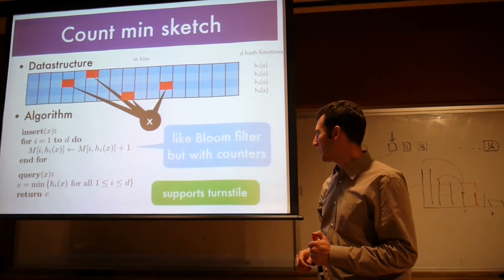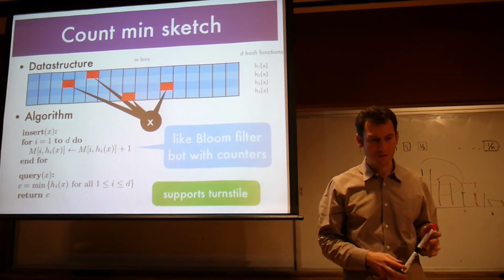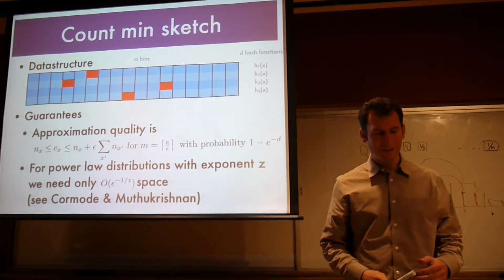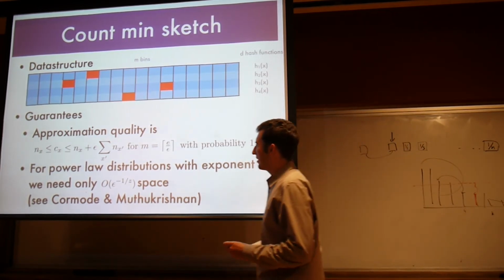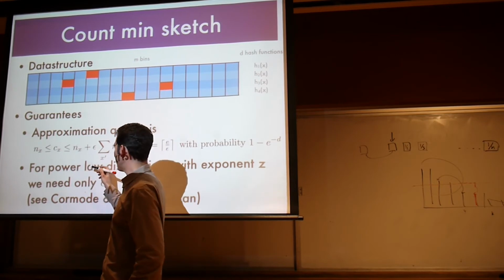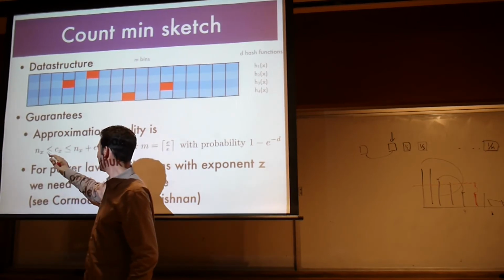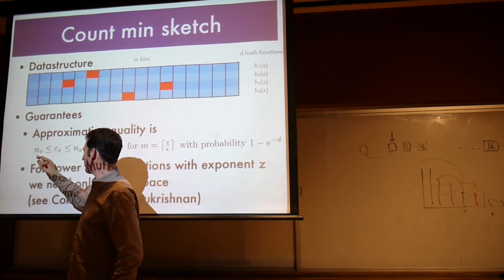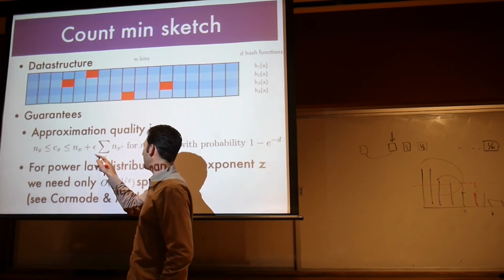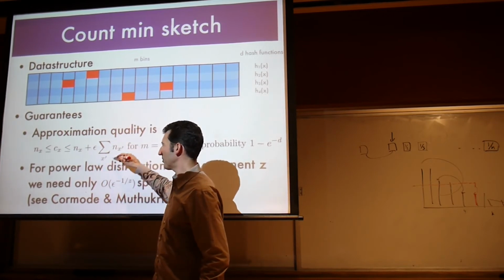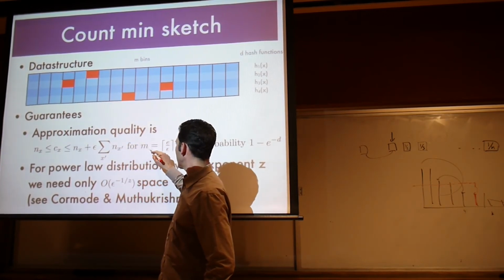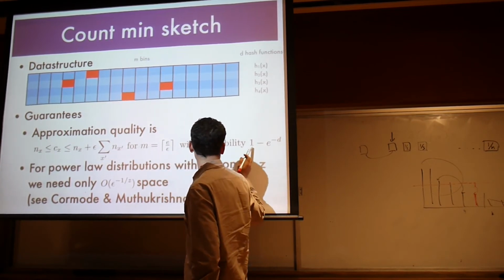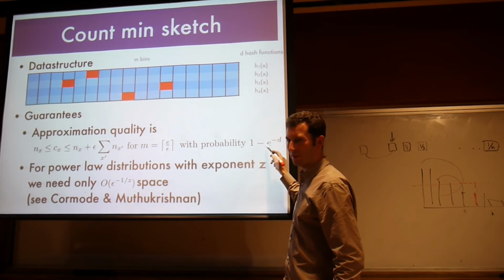So I said this is really like a Bloom filter but with counters. Now the amazingly cool guarantee is that the approximation error is bounded from below by the true count, the count that I'm estimating, and bounded from above by epsilon times the total number of inserts that I have, if I use e over epsilon many bins, with high probability, 1 minus e to the minus d.